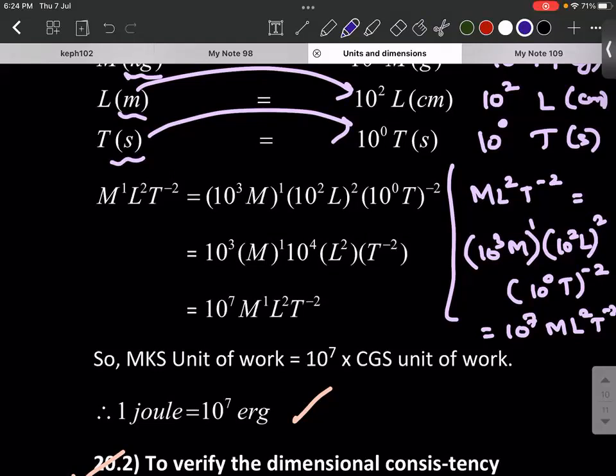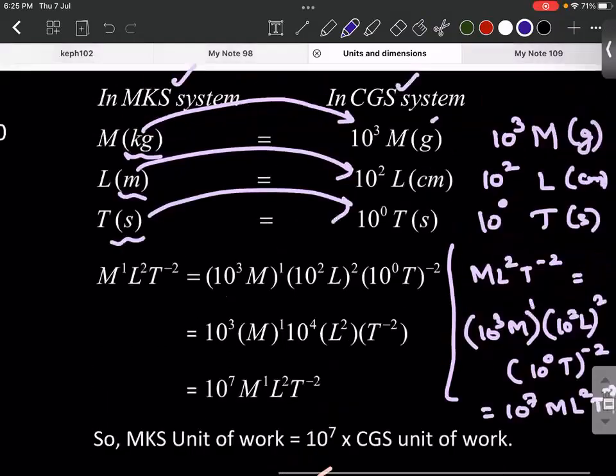So the left hand side corresponds to MKS. MKS is joule. So 1 joule is equal to 10 to the power 7 erg. That is the meaning. So this is one of the applications of dimensional analysis. I hope I'm clear, right? So please make a note of it.